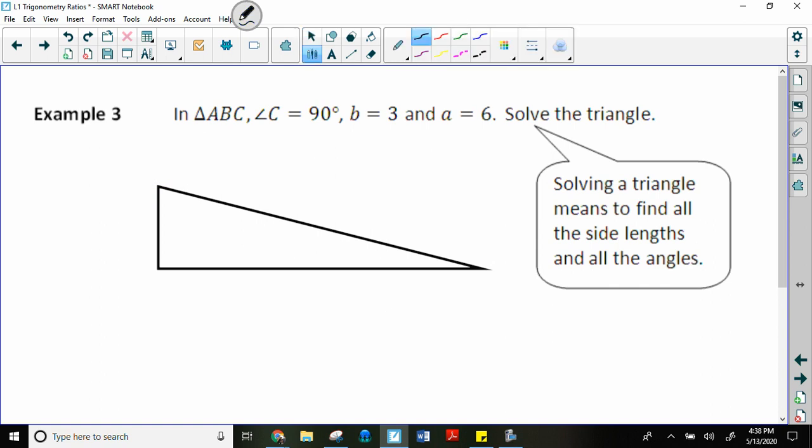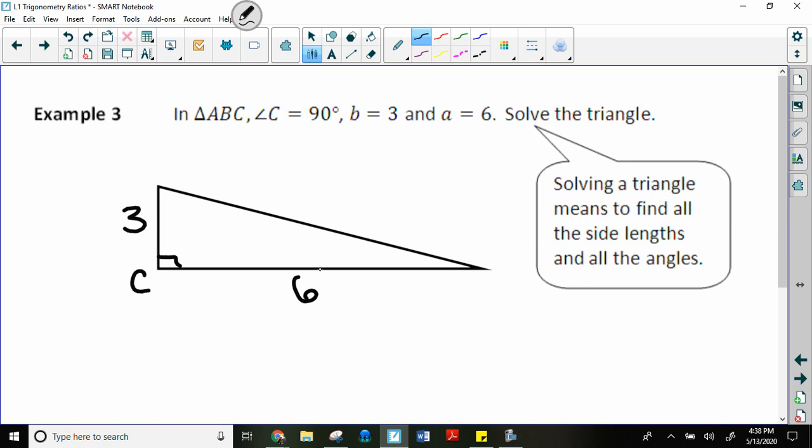In triangle ABC, so the name of this is A, B, and C. The C angle is 90, so this is C. B is 3 and A is 6. No, does not matter. So the way we label sides is the little letter is opposite of the big corner. So I've got two sides here. I've got 3 and 6. I want my 3 to go here, even though this is so not to scale. I want the 3 to go there and the 6 to go there.